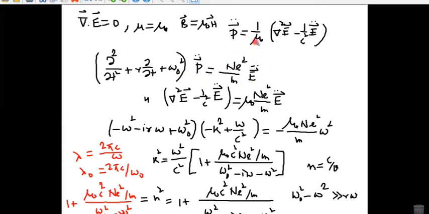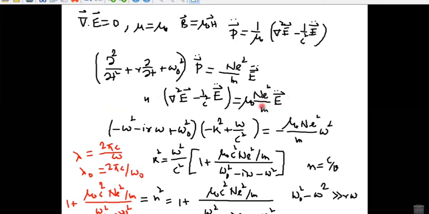Now using this equation to eliminate P, it turns out to be this. This is the derivative part, del 2 by del t square plus R del by del t plus omega naught square, and in terms of P we have substituted this value here. So this times this equals mu naught N e square over m E double dot.